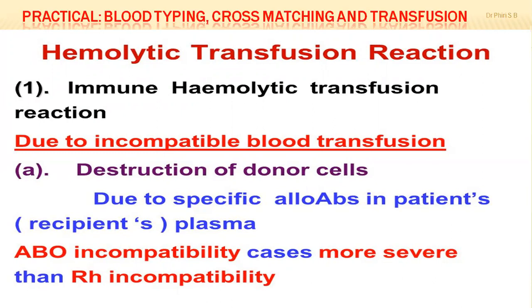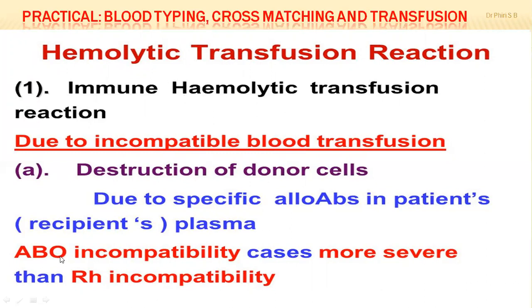This will result in destruction of the donor's cells, due to the specific antibodies in the patient's plasma. So in the patient, you have those antibodies against the antigen. If you give the wrong blood type, those antibodies will start attacking the antigens, and that will result in an immune response and destruction of the red blood cells. And then you have hemolysis taking place.